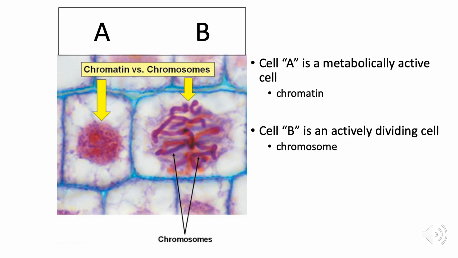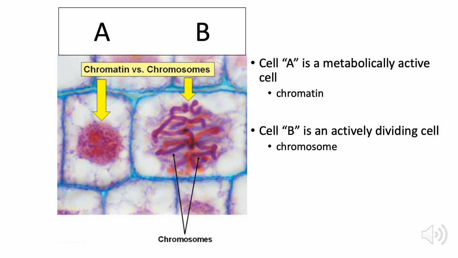We have here cells A and B. I want you to focus on the nuclei of these two cells. Cell A is metabolically active. Cell B is undergoing mitosis. Please appreciate that the nucleus of cell B appears darker than that of cell A because all of the DNA in the nucleus of cell B are condensed to form the chromosomes. So that would be our clue that cell B is currently undergoing cellular division.